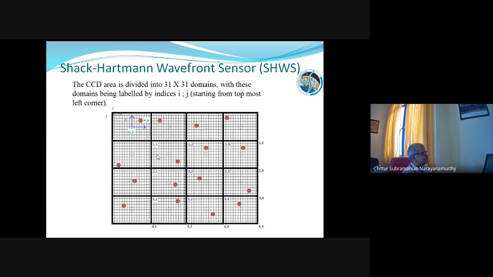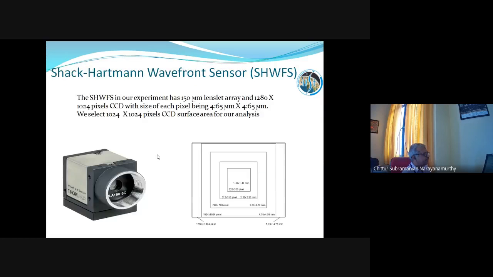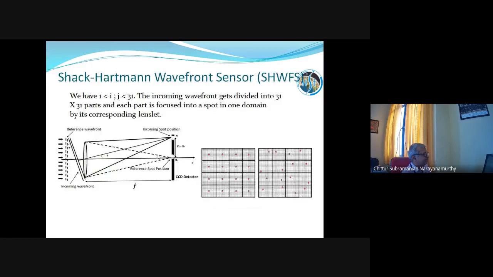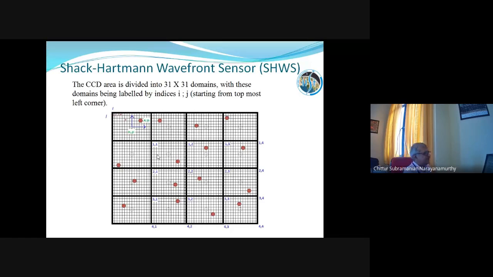Technically, the sensor's CCD detection area can be divided into 31 domains. With these domains, we can label i and j starting from the topmost left corner, and we can get the positions where the wavefront light impacts. So we can divide into these domains, and then we can measure it.